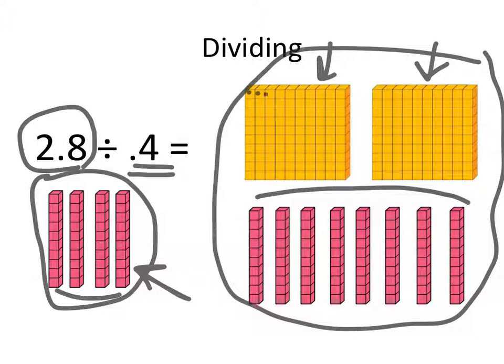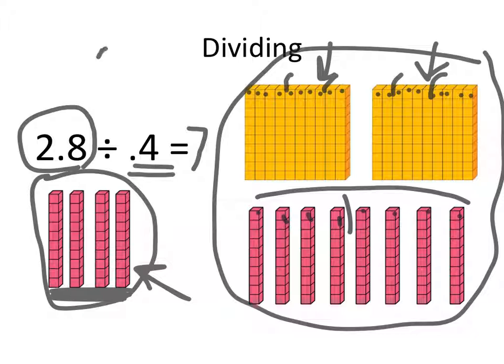1, 2, 3, 4, there's one group. 1, 2, 3, 4, second group. 2, 3, 4, 3 groups. 1, 2, 3, 4, 4 groups. 1, 2, 3, 4, 5 groups. 1, 2, 3, 4, 6 groups. 1, 2, 3, 4, 7. There are 7 groups of 4/10 in our 2 and 8/10. So our answer is just 7.